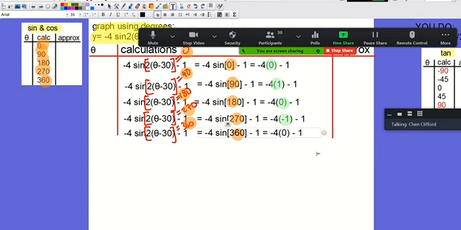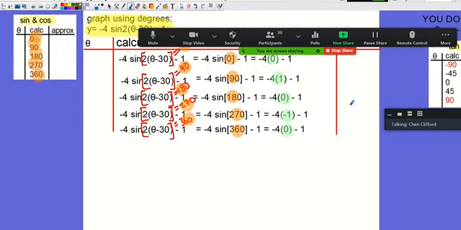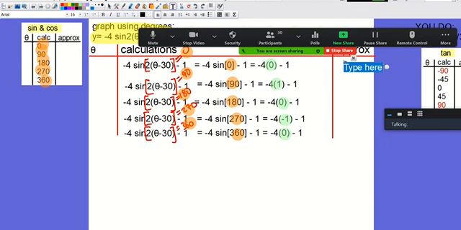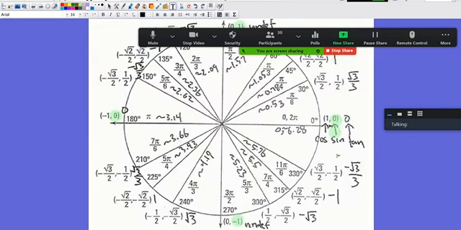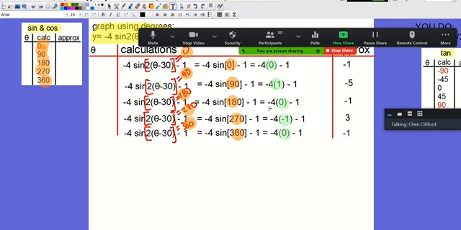Now, we just have to calculate this. This is going to give us -1. That's going to be -1. This is going to be -5. This is going to be -1. This is going to be 3. And this is going to be -1. Now that's the hardest part, believe it or not.